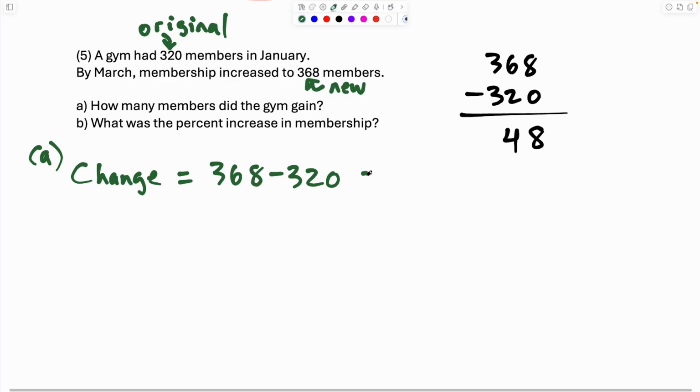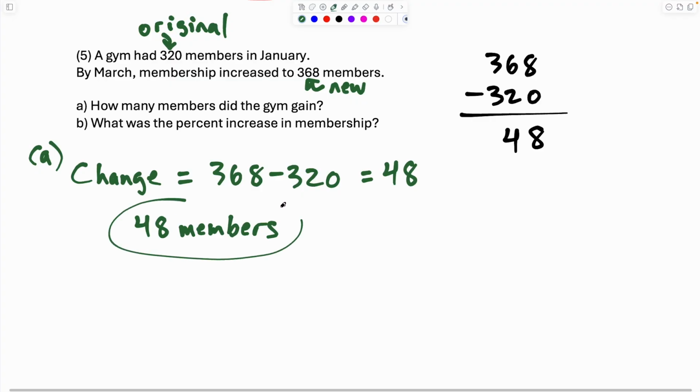So the change is 48. And they're asking here, how many members did the gym gain? So I'll just say here 48 members. Okay, so here I'll write the units out because they specifically ask for how many members. So I'll say 48 members. So that is our answer to part A.